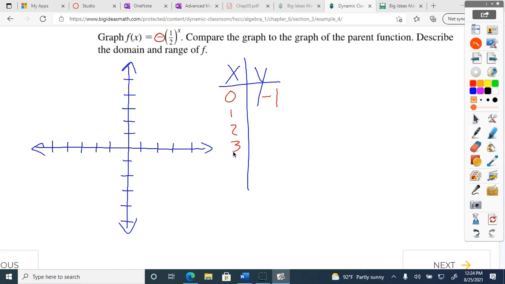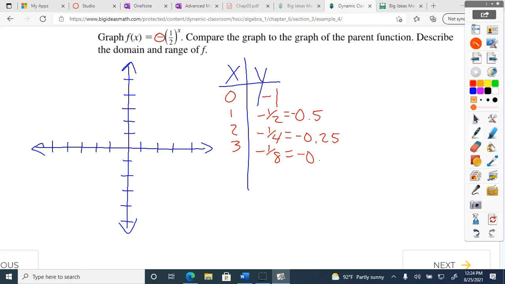So negative, parentheses, 1/2 to the 1 power. What would that be? Negative 1/2. All right. What if we did the 2 power? Negative 1/4. Negative 1/8. And we keep getting smaller and smaller and smaller, right? Negative 1/16. This is negative 0.5. This is negative 0.25.